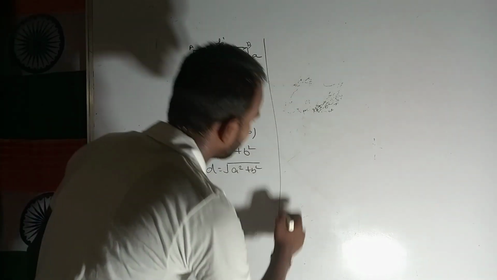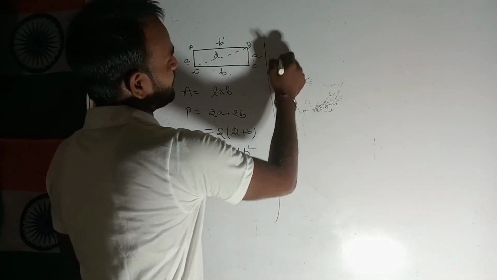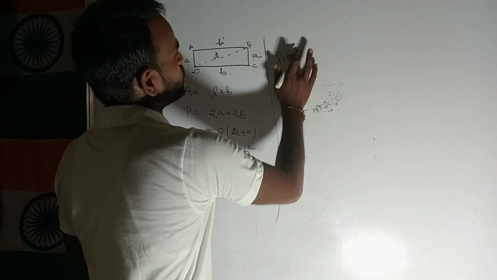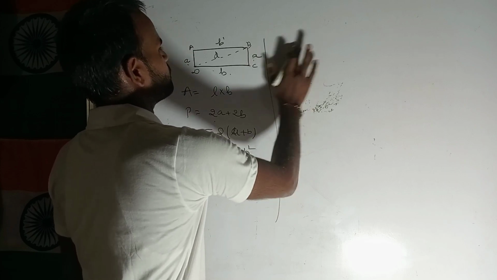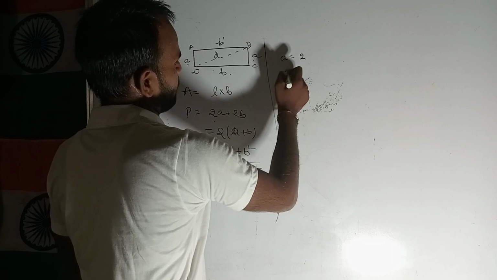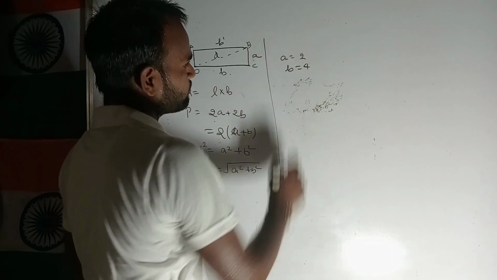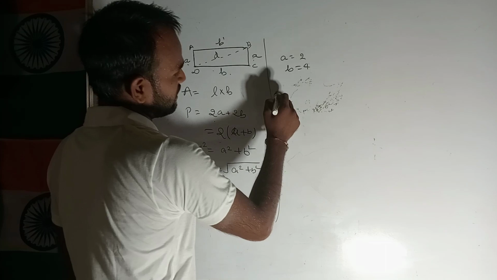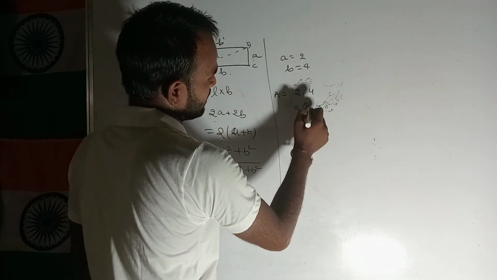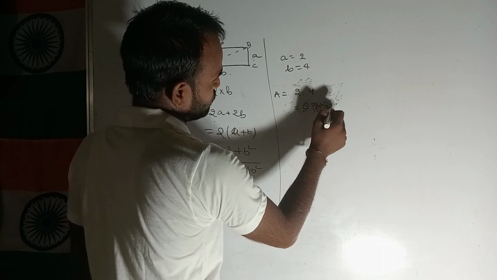So let's take a numerical value again. Let's take A equals 2 and B equals 4. Okay, so what will be the area? A into B means 2 into 4, that is 8 square unit.